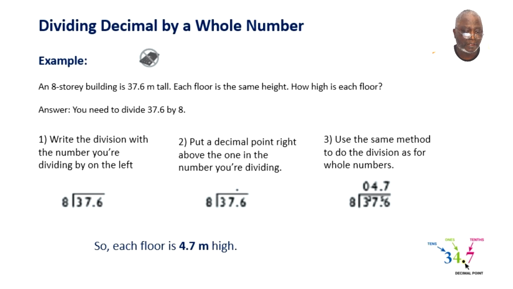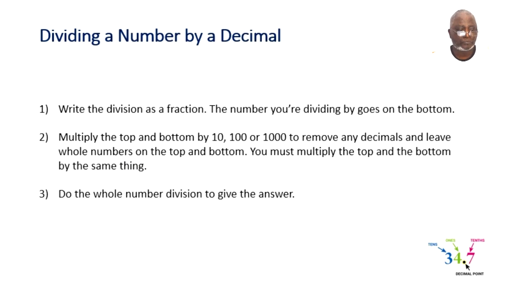Step 1. Write the division with the number you're dividing. Step 2. Put the decimal point right above the decimal point in the number you're dividing. And then step 3, do your division. Use the same method to do the division as for whole numbers, but do not forget your decimal point. So each floor is 4.7 meters high.